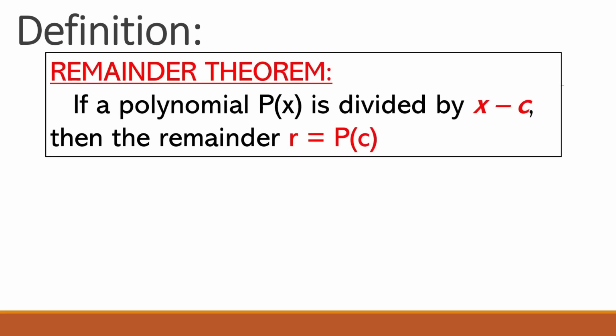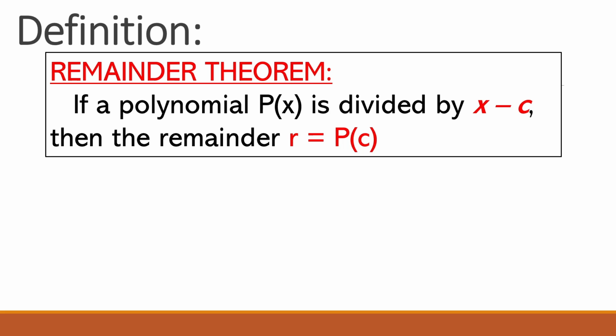So when we say remainder theorem, if a polynomial p of x is divided by x minus c, then the remainder is equal to r is equal to p of c. So whatever the value, when you evaluate the value of x in the given polynomial, that would be the remainder. So kumbaga, the concept in solving the remainder using the remainder theorem is parang evaluating function siya.